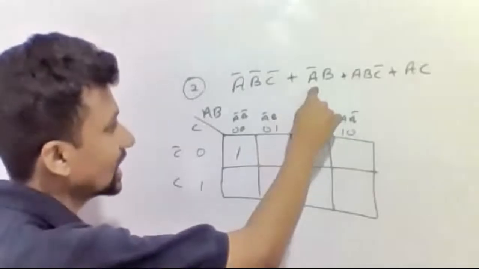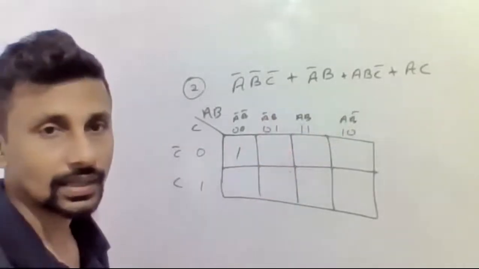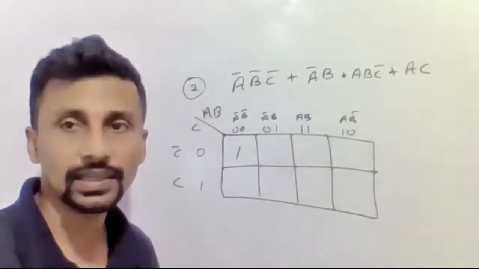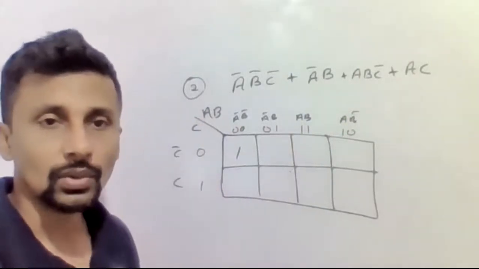Next one A dash B. A dash B, but now you are wondering. Here there is A dash B, but there is no C in it. Then how do we write it? No need to worry.